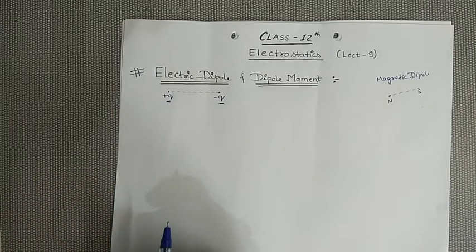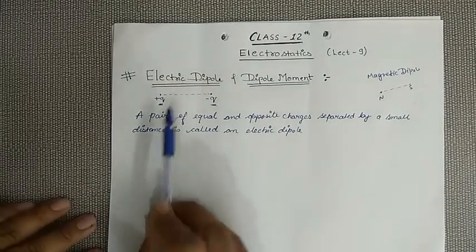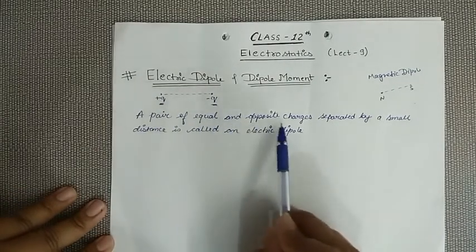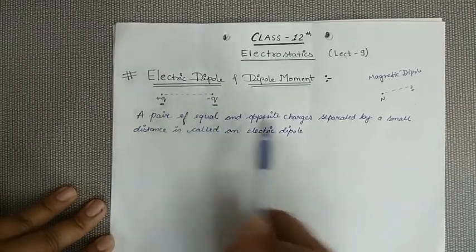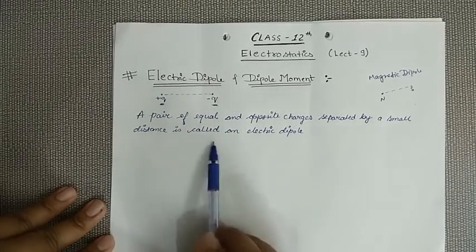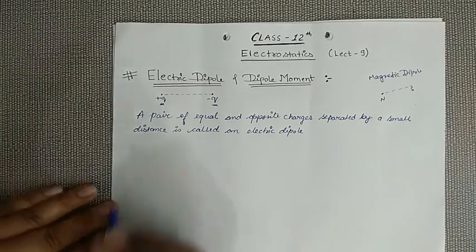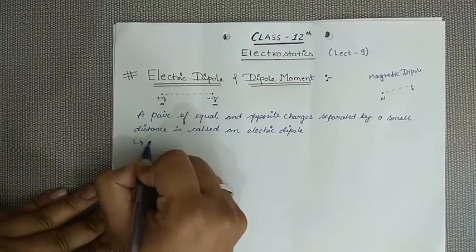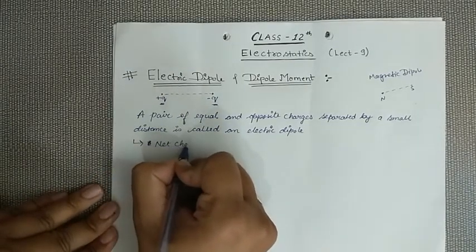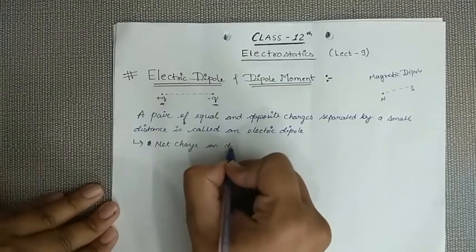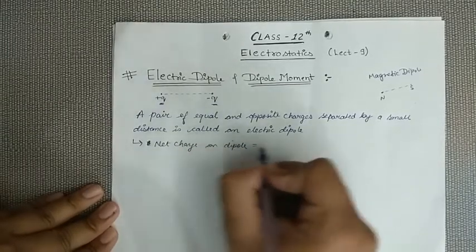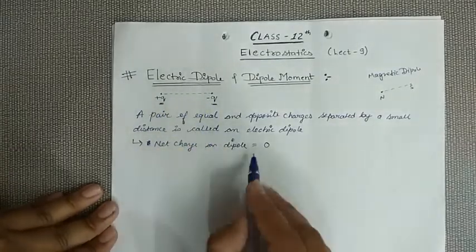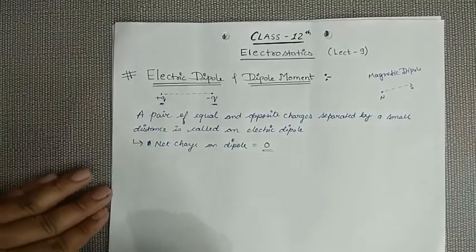So let me write the definition. This is the definition of electric dipole: a pair of equal and opposite charges separated by a small distance is called an electric dipole. And one more important thing we are going to learn: if someone asks what is the net charge on a dipole, the net charge on a dipole will be 0 because it contains two equal and opposite charges. On adding both the charges, the net charge is always equal to 0.